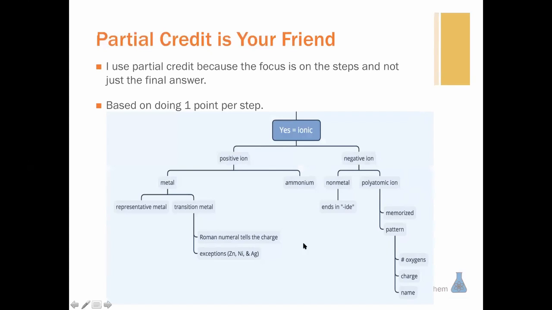Did they understand that it's supposed to have 4 oxygens instead of 3? Did they get the charge off a little bit and change it? That kind of thing.